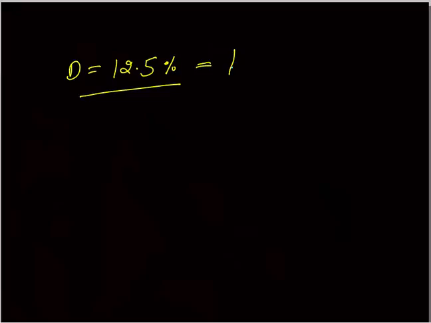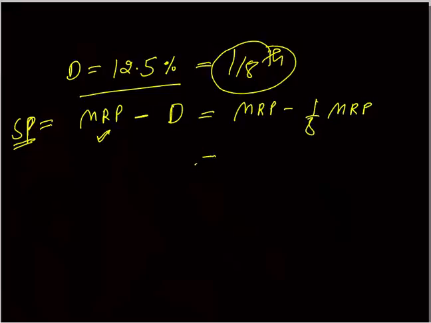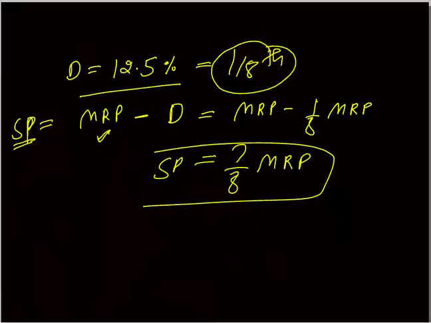Now 12.5% is 1/8. Now a 1/8 discount is on MRP. So the initial product value is MRP. You will sell at, selling price I am calculating. Initially the value is MRP. Now you are giving a discount. Discount will be minus of MRP. So MRP minus discount is 1/8 of MRP. So can I say you are selling at 7/8 of MRP whenever you are giving a discount of 12.5%.